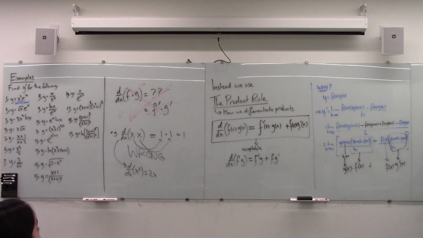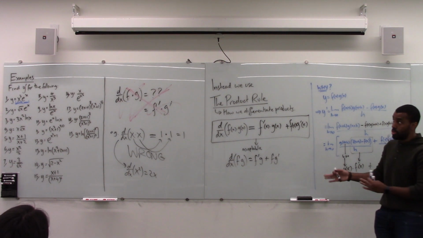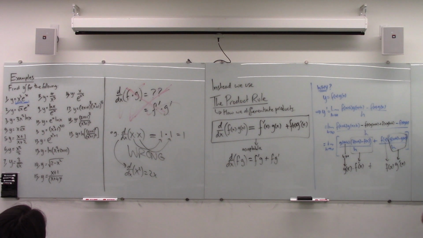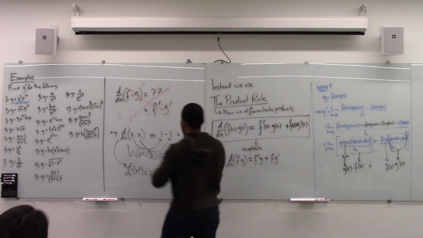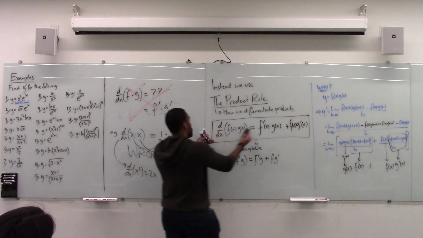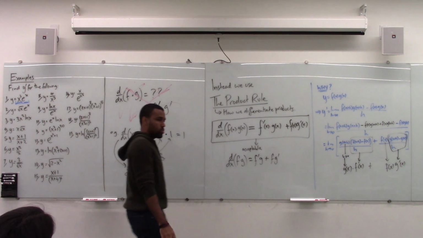So it's something we had to actually derive. It's not so obvious as the derivative of a product being the product of the derivatives. That's not true. So derivatives don't behave nicely with products. You have this whole rule that you have to go through. It's called the product rule.